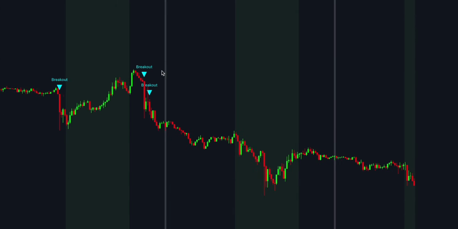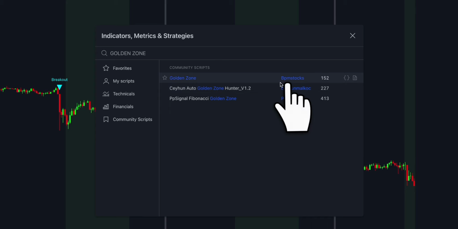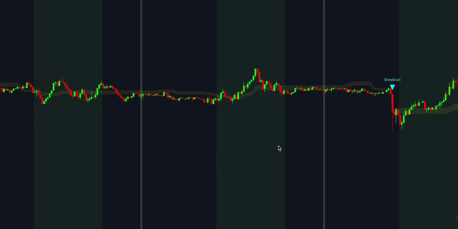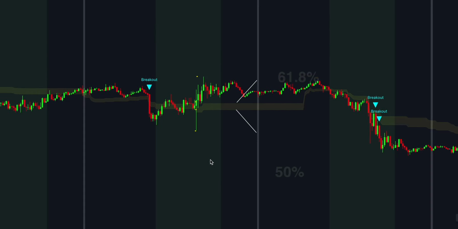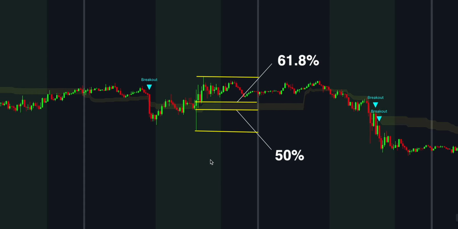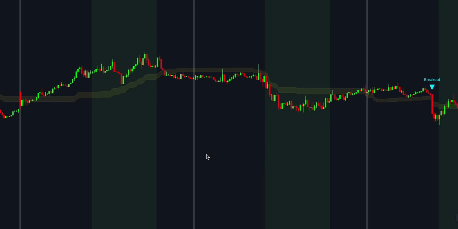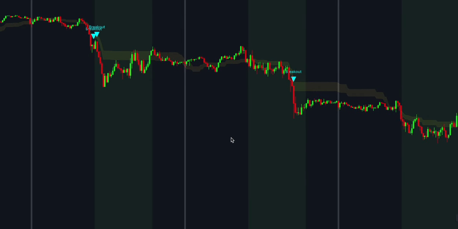For indicator number 3, I like to use the Golden Zone tool by BPM Stocks. This simple-to-read indicator is a powerful tool that simplifies the Fibonacci retracement by creating a clear golden zone to identify potential future price movements. The golden zone is a supply or demand zone that corresponds to the 61.8% and 50% Fibonacci retracement levels. These levels are significant because they often mark zones where the price reacts, making it an essential area for traders to watch.